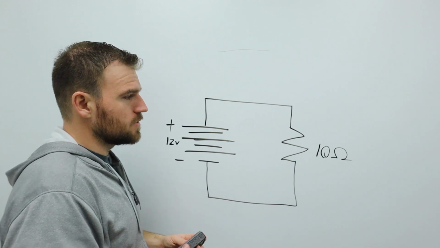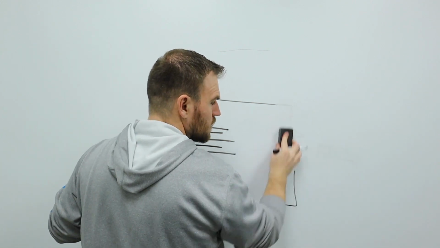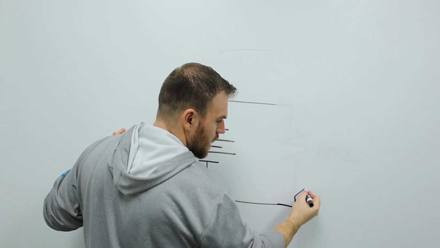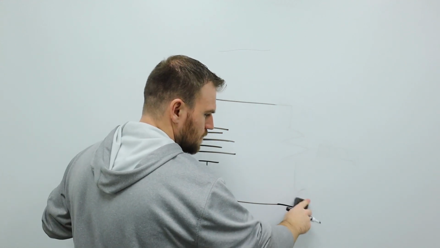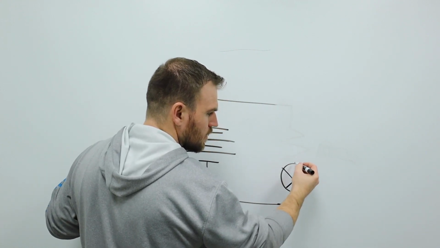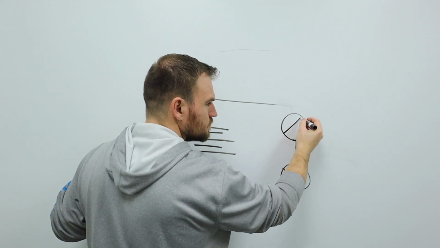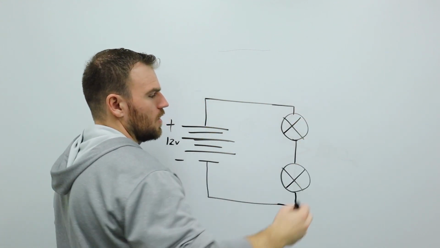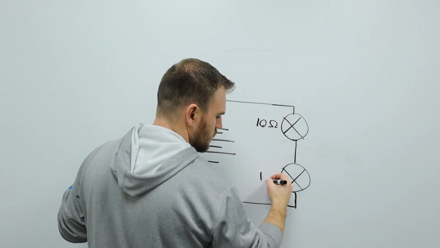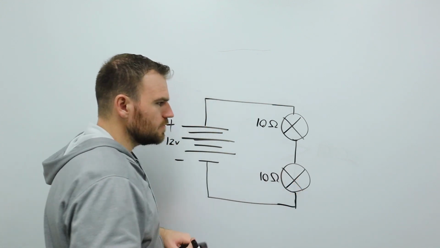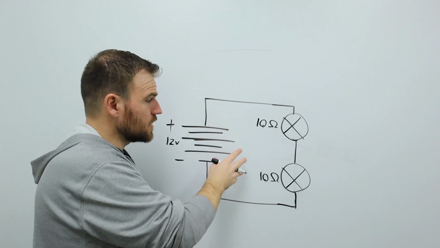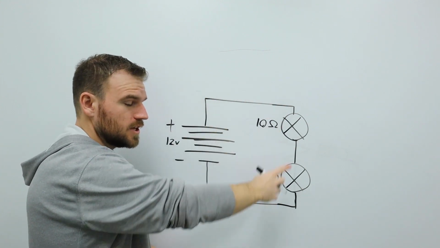Now this is really interesting when we start talking about parallel circuits or series circuits. So in a series circuit, I'm just going to draw two light bulbs. Light bulbs are a lot more fun than resistors. Okay, so if I had two light bulbs, now let's put these each at 10 ohms. Again, the circuit is going to have 12 volts applied to it, so it's going to use up 12 volts to power it.